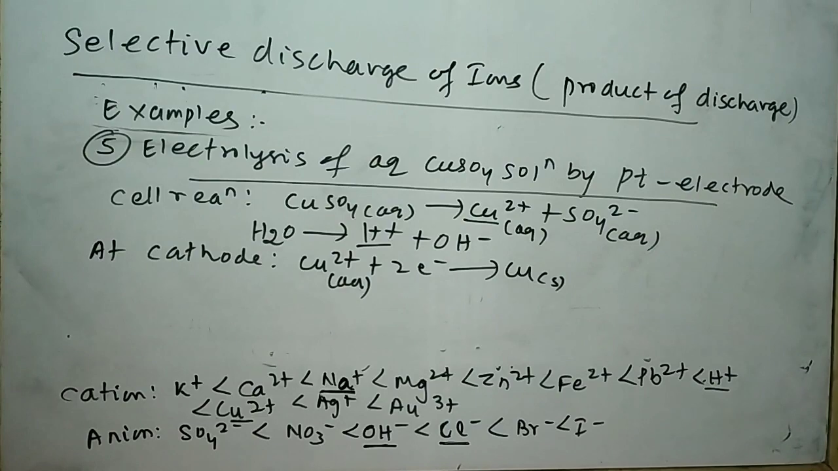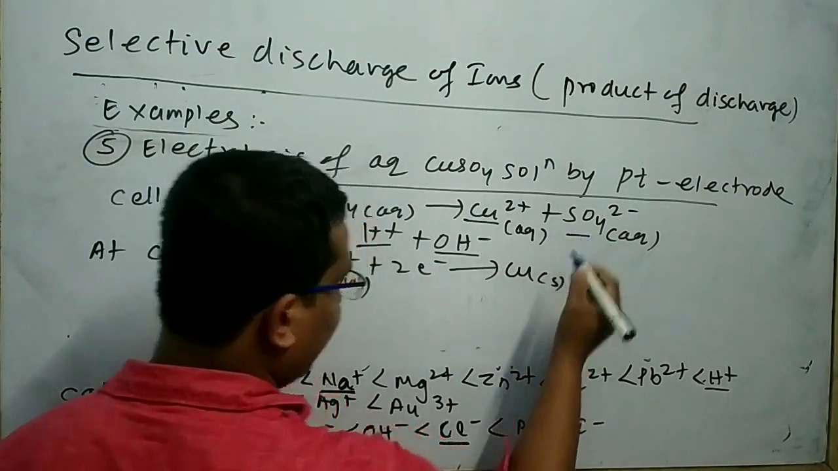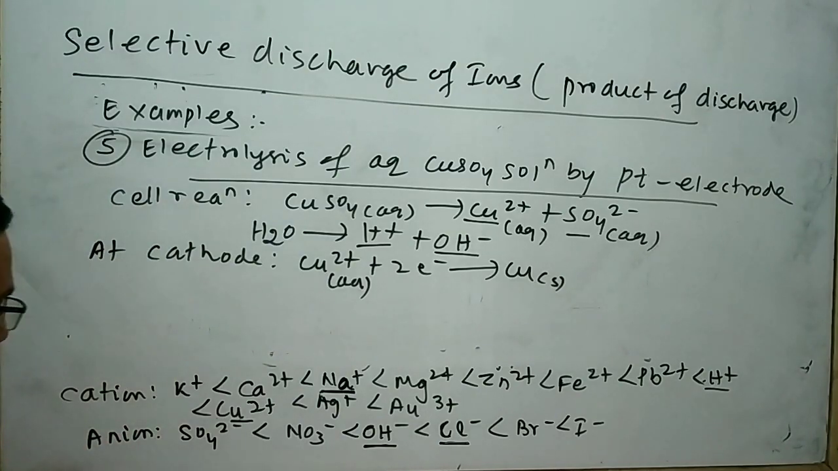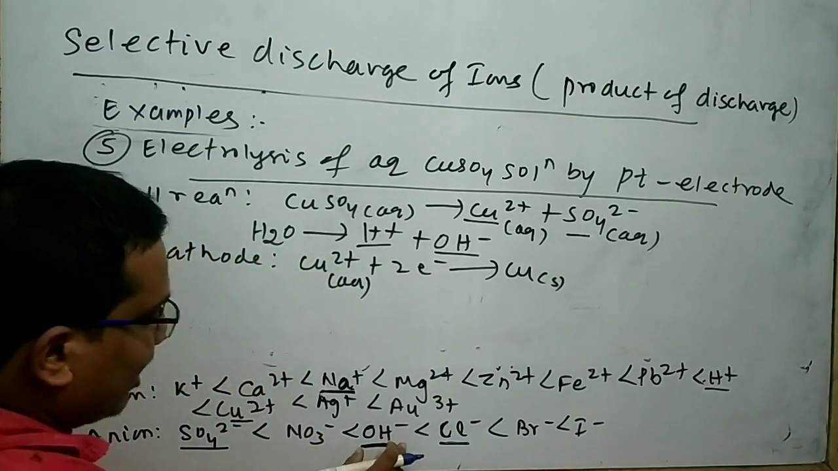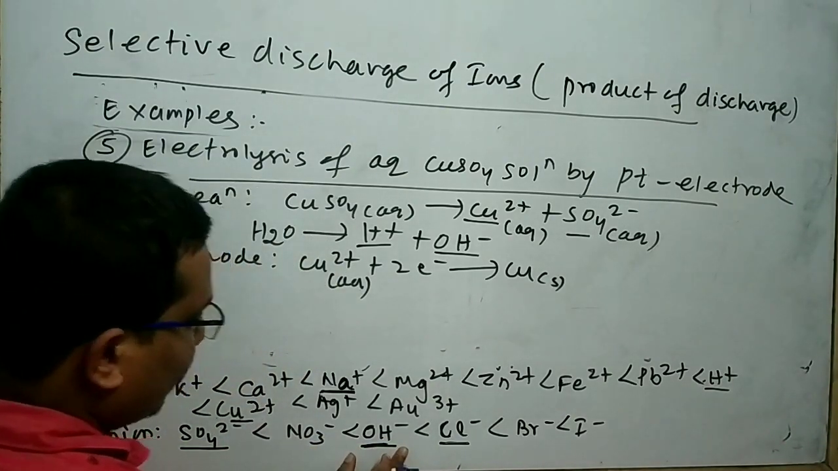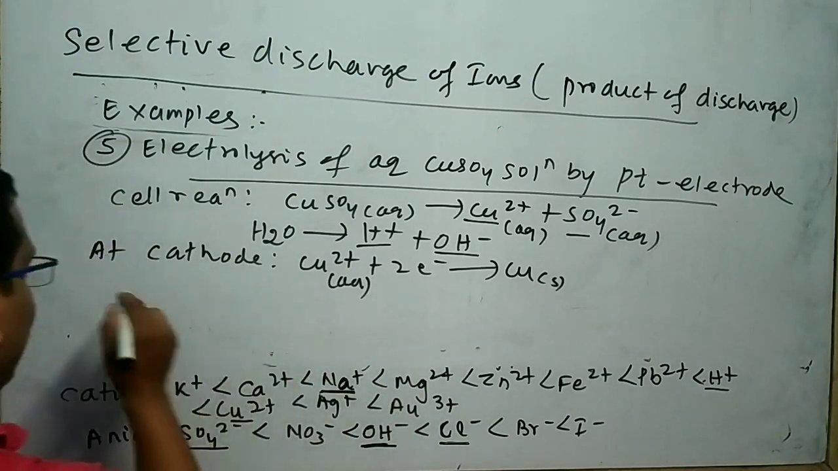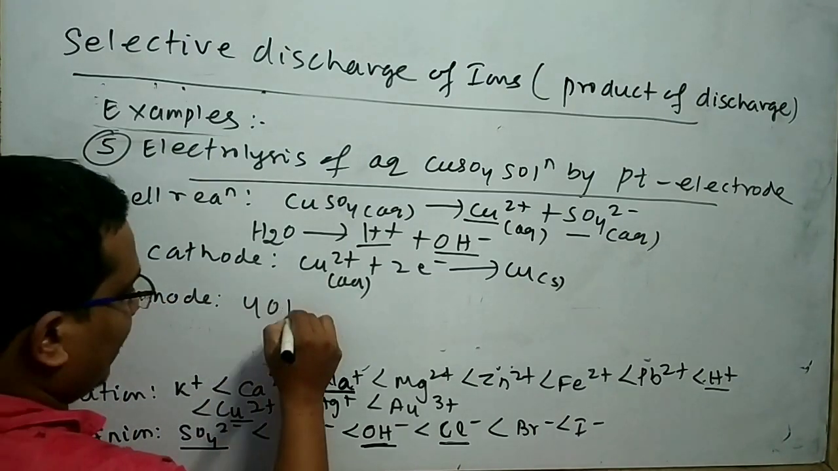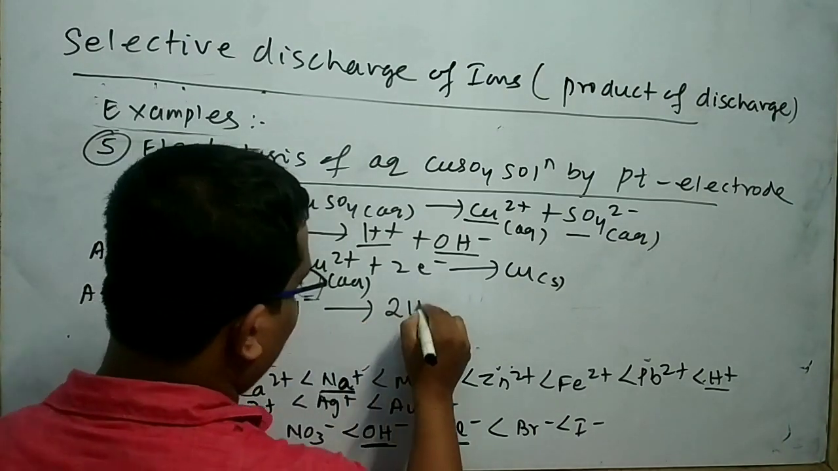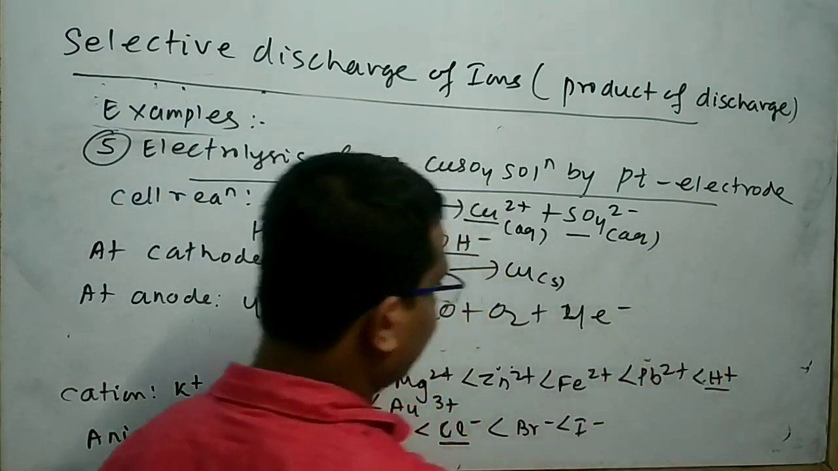Next I will think about the anion. Here 2 anions are present, one is OH minus, another is SO4 2 minus. Look at that, here SO4 2 minus is present, here OH minus is present. From the order it is clear that OH minus discharges first, because OH minus has the least discharge potential, so we can write at anode 4 OH minus gives 2H2O plus O2 plus 4 electrons.